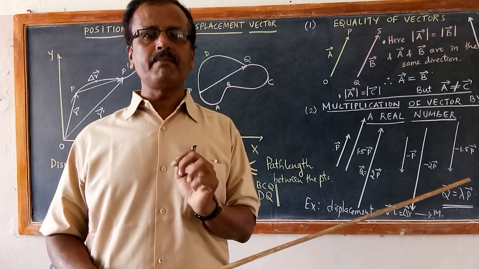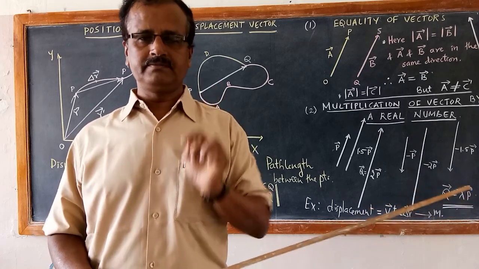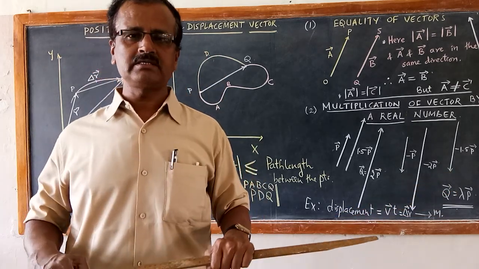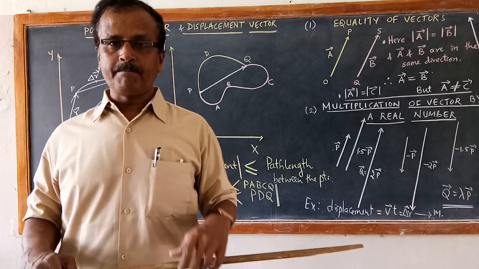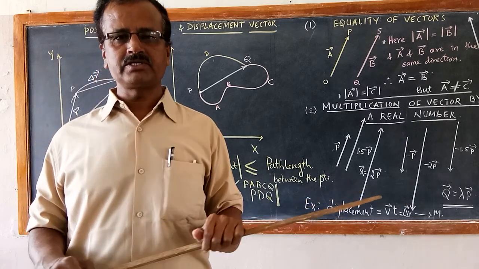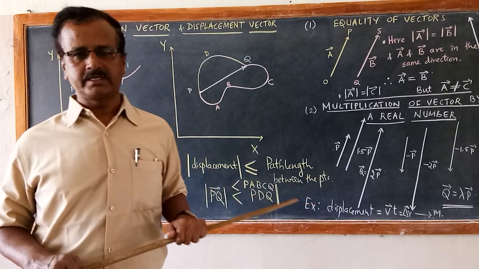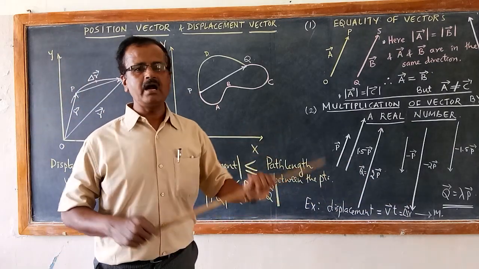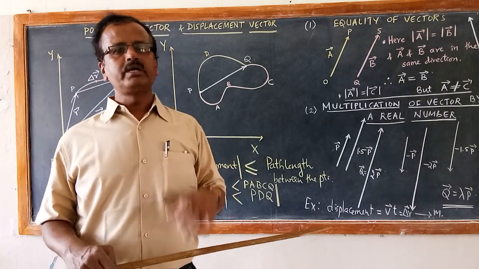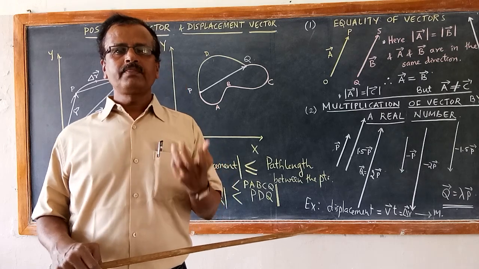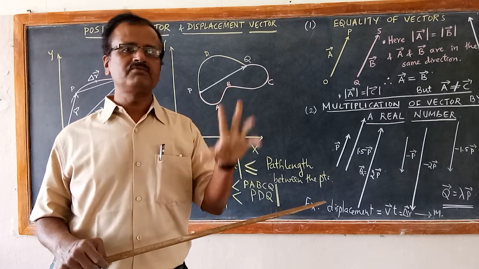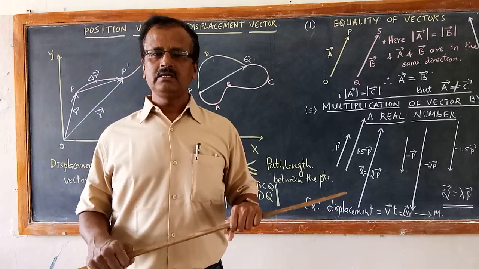Vector addition is done by a method called the triangular method. It is called the triangular method of vector addition. And there is another method, which is called the parallelogram method of vector addition. After learning the triangle method and the parallelogram method, we are going to learn how to find the magnitude of the resultant when two vectors are given, acting in two different directions. That we will learn in the next presentation.